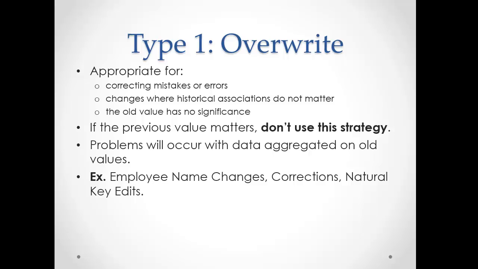It's the overwrite rule. What you do is you take that dimension value and you just replace it with the new values. This is appropriate if you have a mistake or an error or any situation where you do not care that you're rewriting history and the old value has no significance. But if the previous value does matter, then you cannot and you should not use this strategy, as this will cause problems with data that was aggregated with old values.